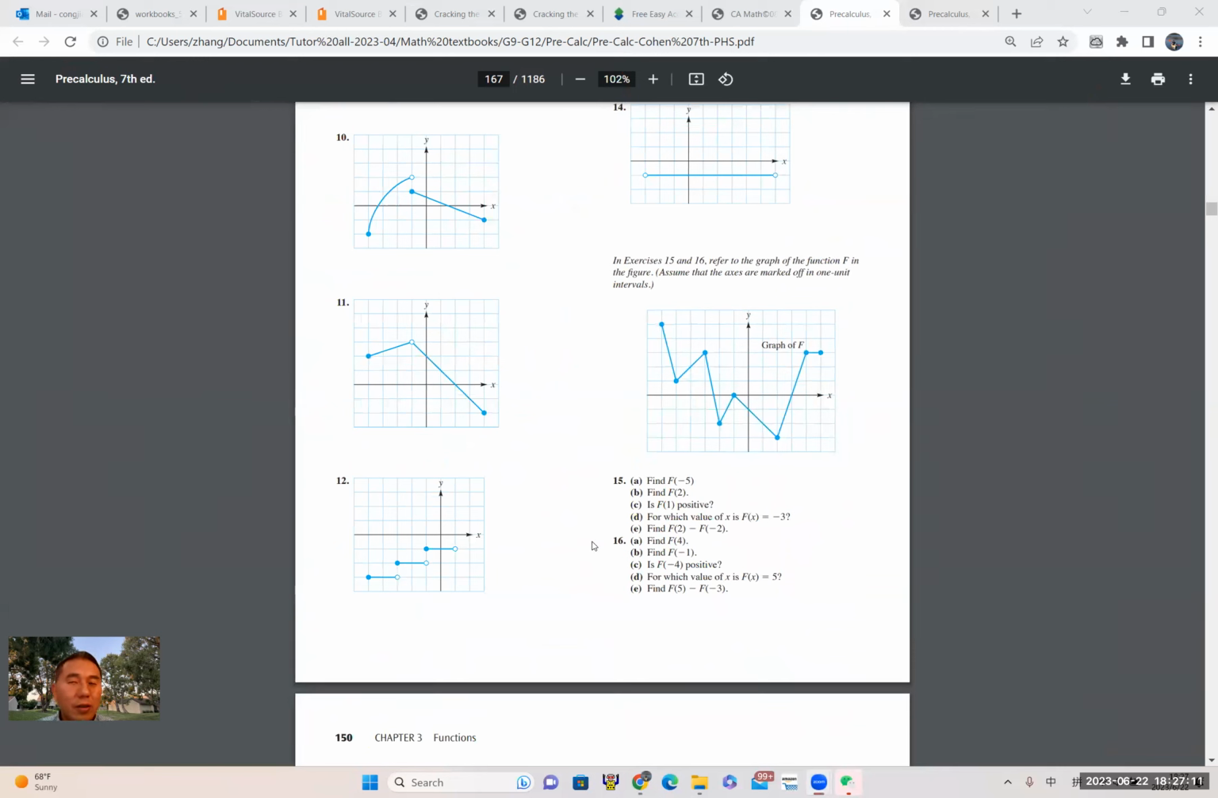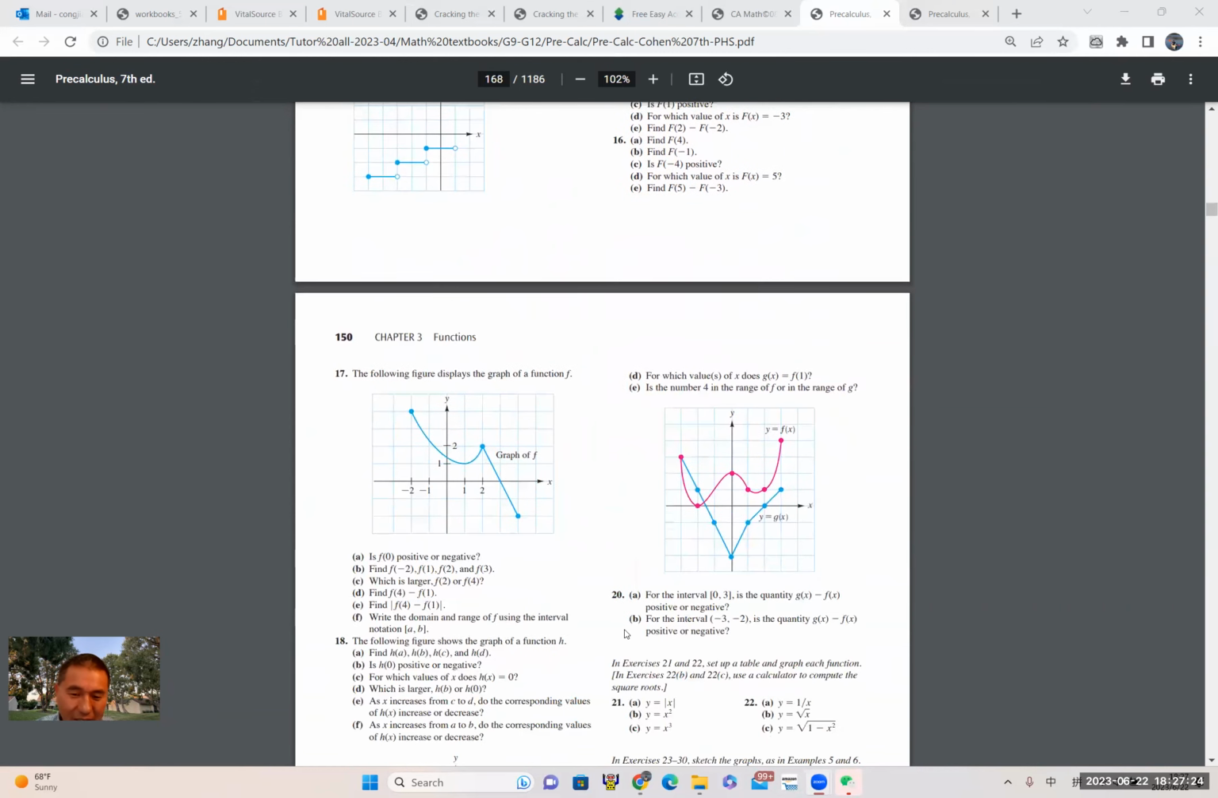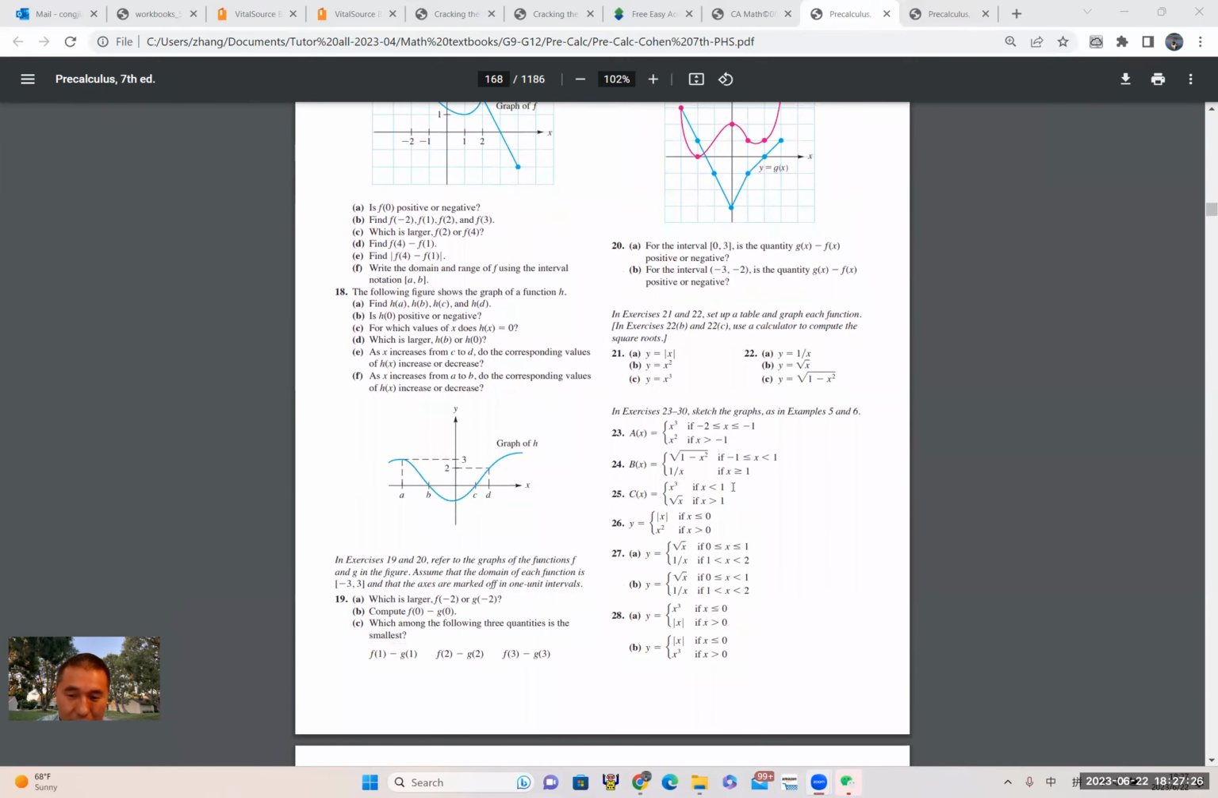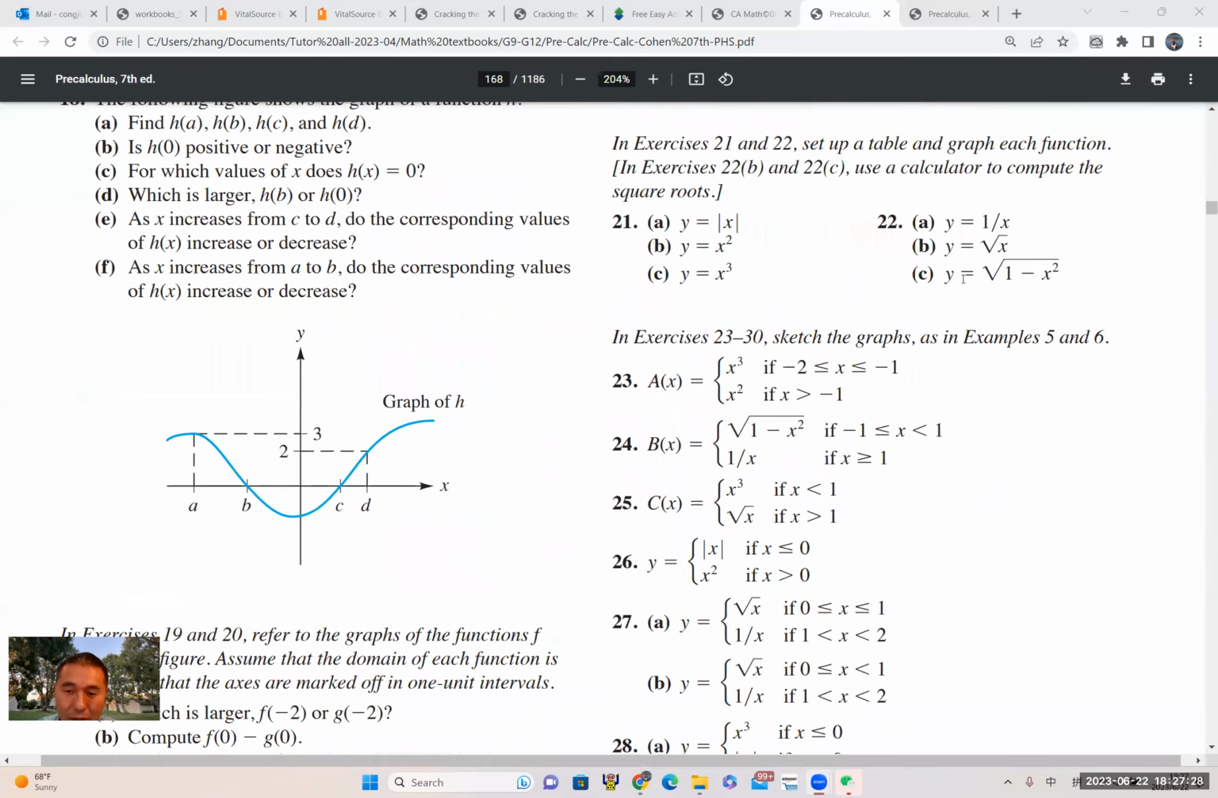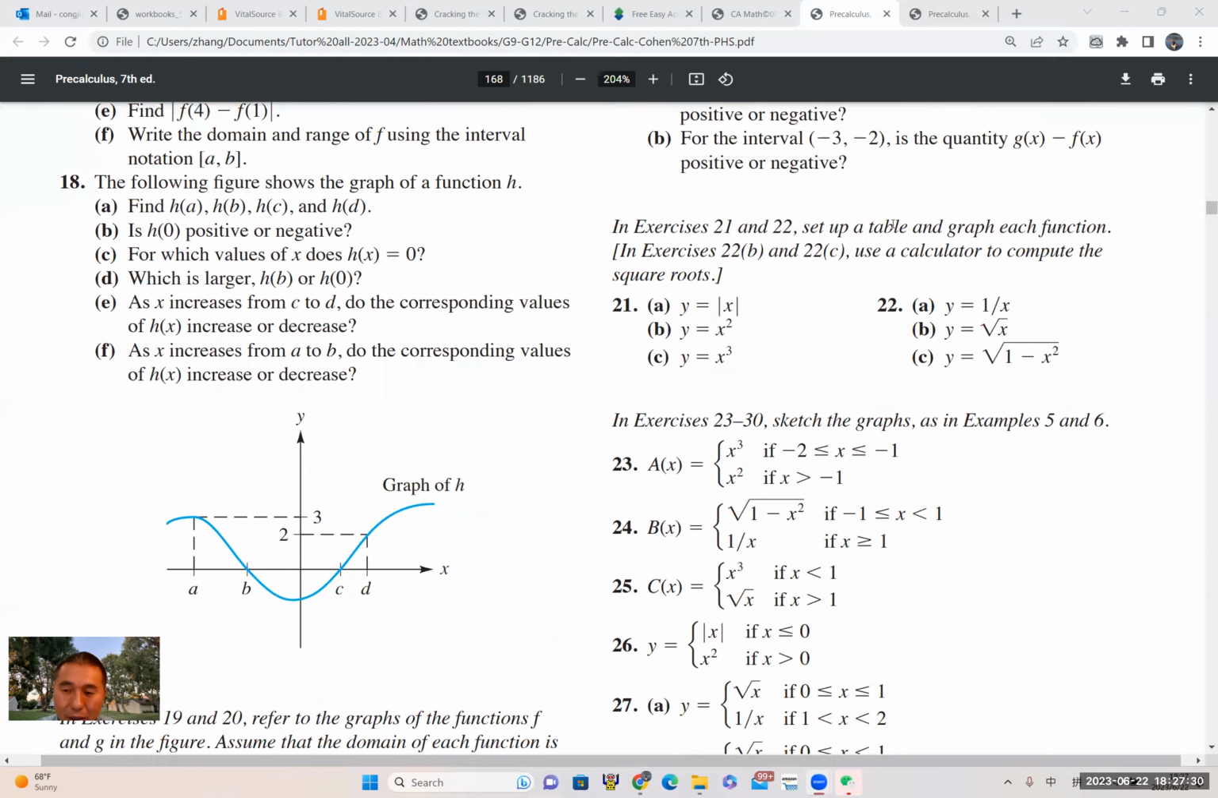11, then we should go to 22. But in order, there is an answer in the book. We go to 21. Change, 23. How about 23? Okay. I don't have 23 or 21. Let me see. The table and graph each function. It means piecewise function, right.